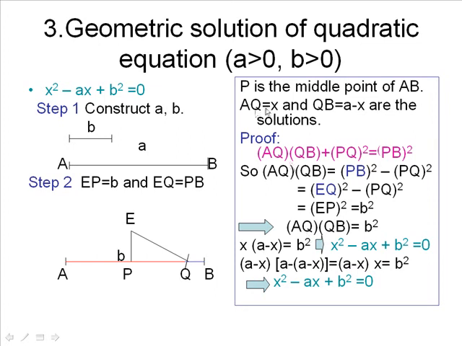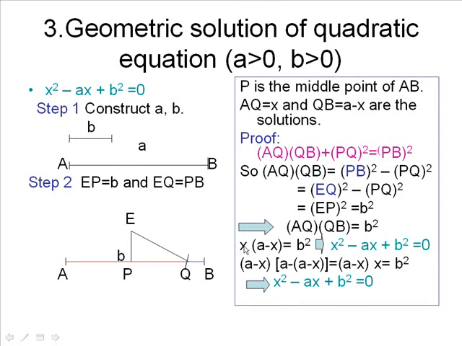we let AQ be x, then QB will be a minus x, because the total length of AB is a. Subtract this red part x, and we get a minus x for this little part QB. So AQ is x, QB is a minus x, and the product equals b squared. We multiply it out, move b squared to the left, and multiply by -1 to make the coefficient of x squared positive. We get the quadratic equation given.